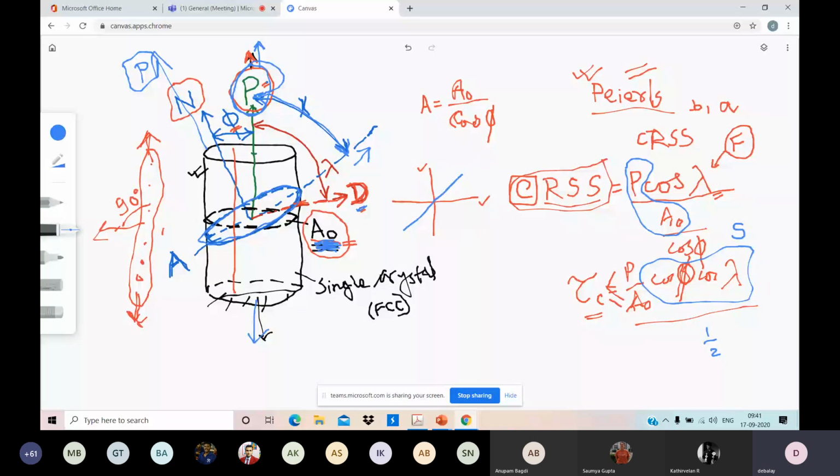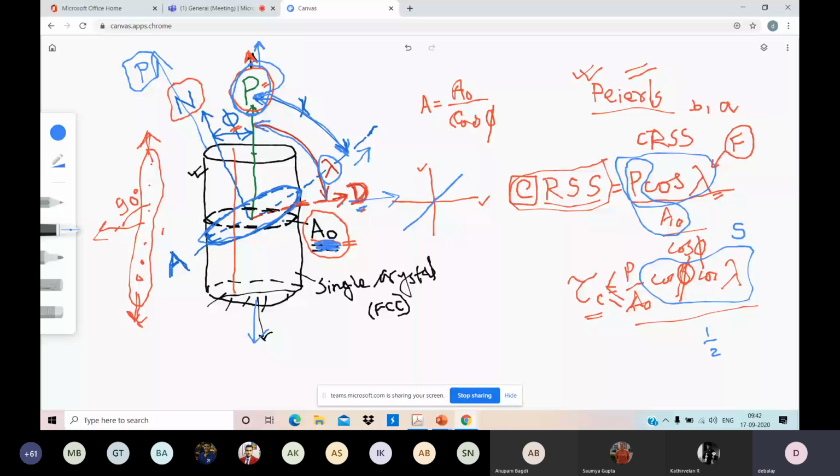Sorry, in this direction. So how much would be the shear force? We have to consider the angle between the applied load and the direction. So that is lambda. So it is P cos lambda. P cos lambda is the resolved force. I want to calculate stress, so I have to divide by the area, because stress is force by area.